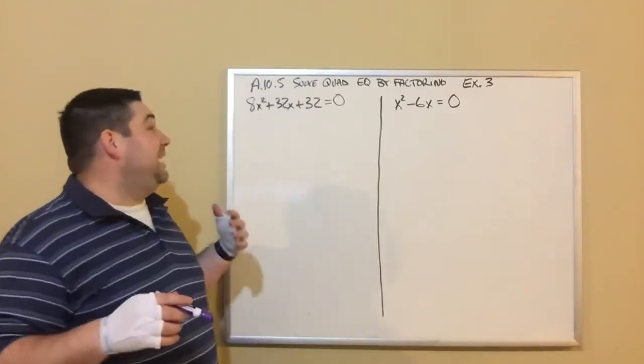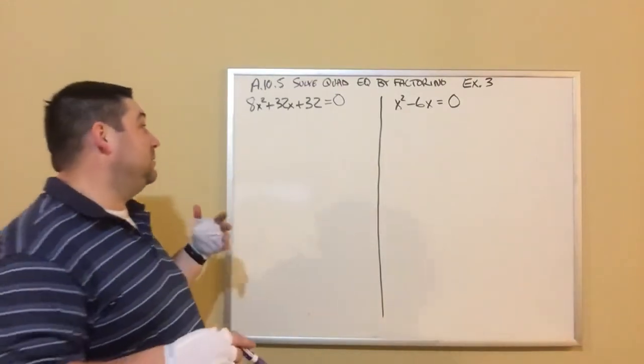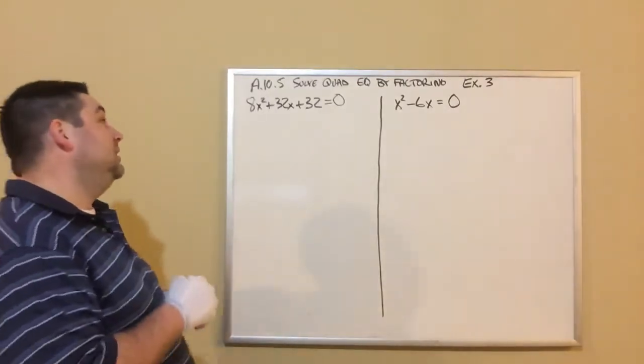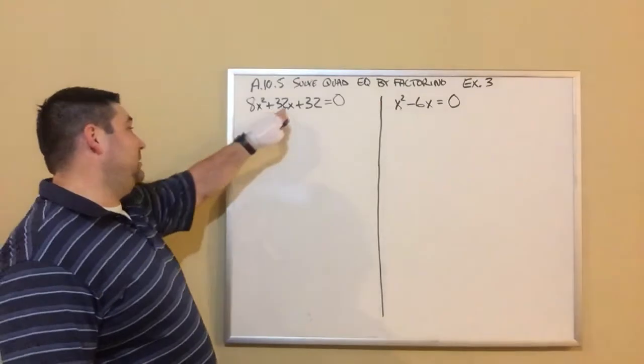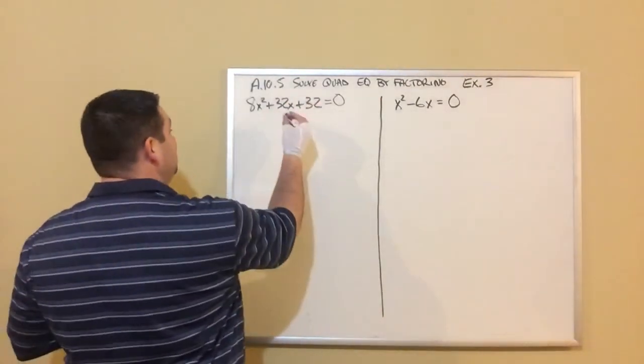All right, we've got example 3 here. We got 2 different examples. Our first one, 8x squared plus 32x plus 32. We are going to factor and solve. Now, hopefully you're recognizing when you look at that, you say, oh, 8, 32, 32. I could factor an 8 out of all of those, and you're going to do that.